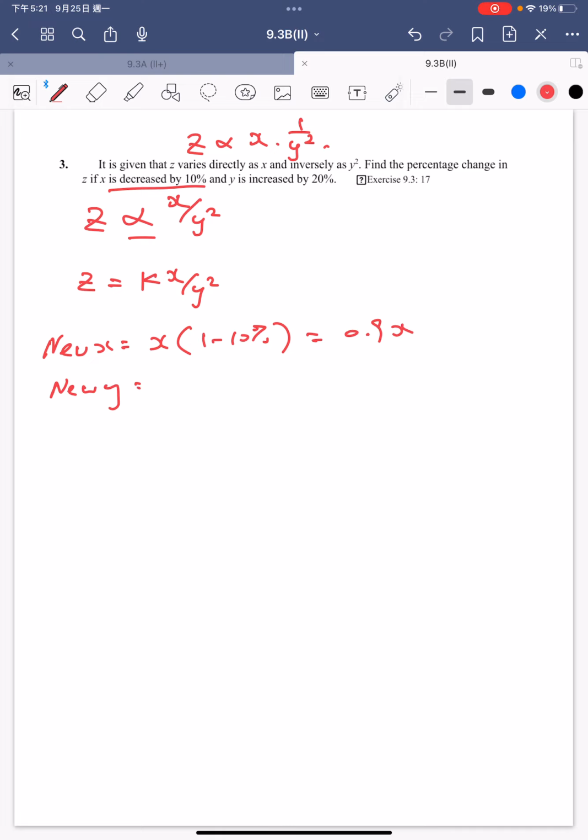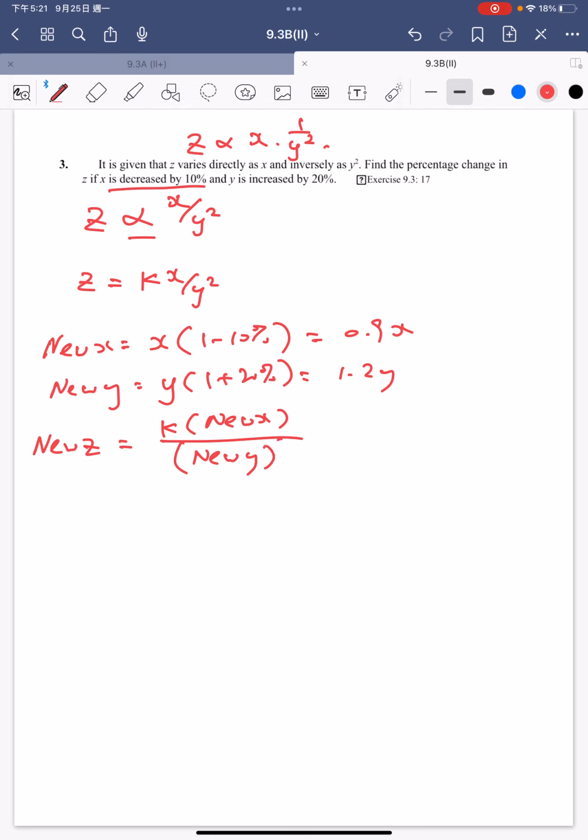And then the new y is going to be increased by 20%. So we have the old y times 1 plus 20%, which gives you 1.2y. Now the new z is equal to k times the new x, divided by the new y, the whole new y squared. Again, we change z to our new z and x to new x. Be careful that the squared is outside the whole y, so the new y should be bracketed and we have a squared outside.